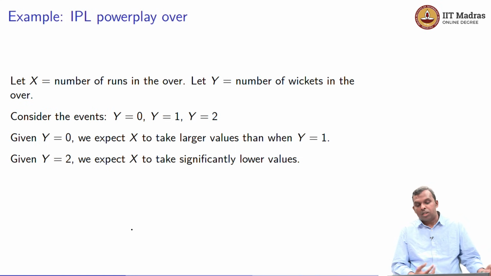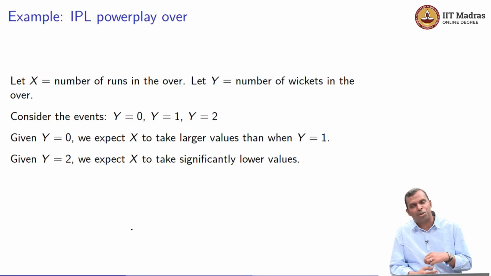Now notice what we can say. There's this connection between x and y that you may imagine in your mind as a possibility when you model. For instance, given y is 0, we expect x to take larger values than when given y is 1. And given y is 2, we generally expect x to take significantly lower values. So it may or may not be true. Maybe the last 2 wickets fell in the last 2 balls or something like that. It could happen that way. Maybe all the runs were scored before that. But you don't imagine that to be likely. If the wickets are falling, the runs are going to be slightly slower, so slightly lower.